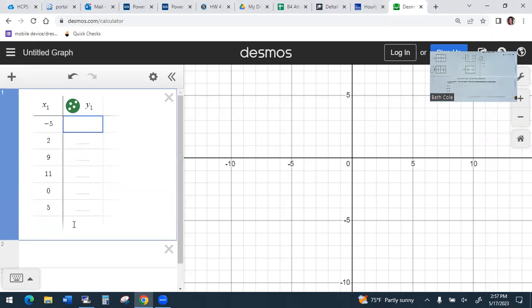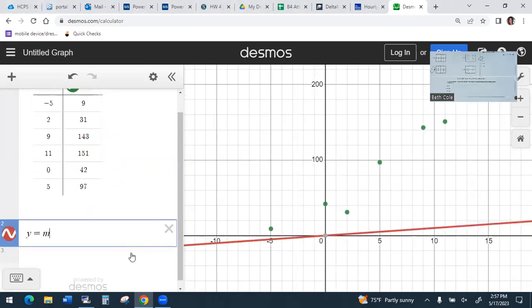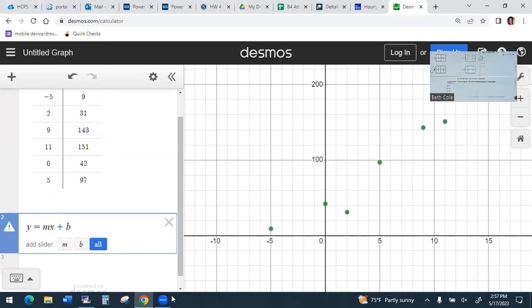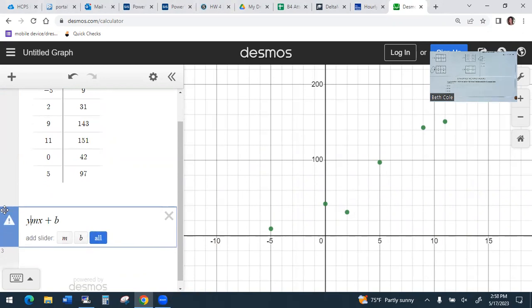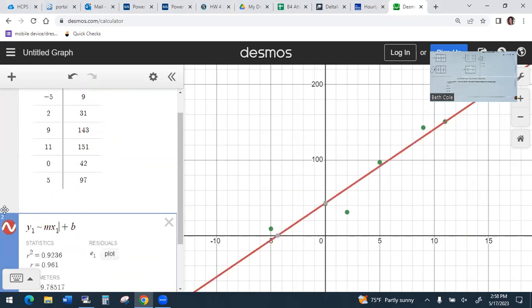All right, and then the Y values are 9, 31, 143, geez, 151, 42, 97. Then what do I hit to see it? Because nothing showed up. Magnifying glass, and you have to decide, is it a line or is it a U shape? It's a line. So here I'm gonna type y equals mx plus b. Nothing showed up. That's because you have to change two things. You have to make the equals a tilde, and you need ones after the x and y. See how it showed up?